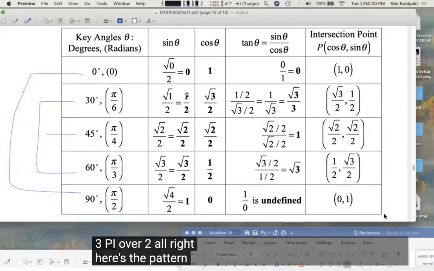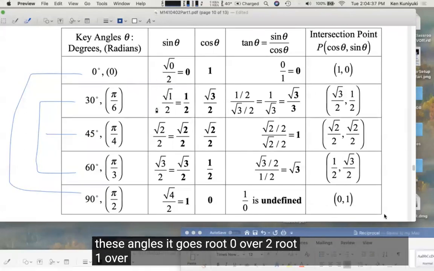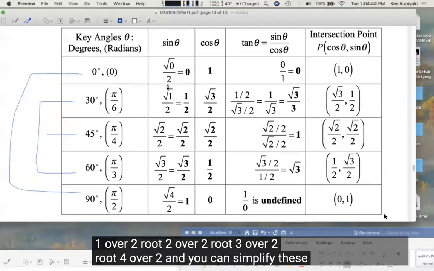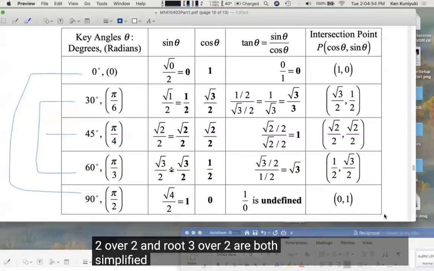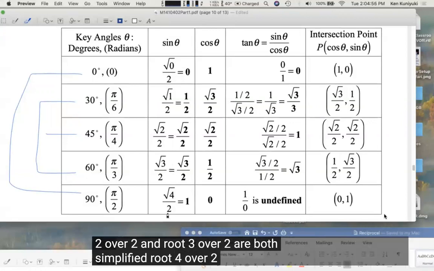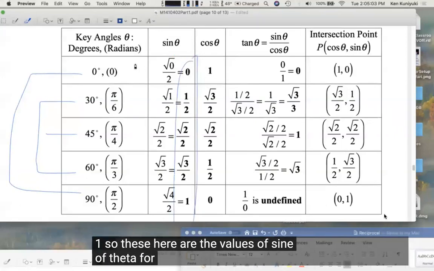All right, here's the pattern for sine of theta for these angles. It goes root 0 over 2, root 1 over 2, root 2 over 2, root 3 over 2, root 4 over 2. And you can simplify these. Root 0 over 2 is 0. Root 1 over 2 is 1/2. Root 2 over 2 and root 3 over 2 are both simplified. Root 4 over 2 is 2 over 2, or 1. So these here are the values of sine of theta for these special angles.